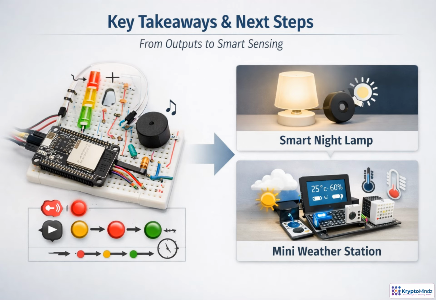You've built your first ESP32 output system, safe LED circuits, timed traffic light logic, and buzzer feedback. You also practiced the core pattern of physical computing. Wire the hardware, write the code, and test the behavior. Next, we'll move from outputs to inputs, using sensors, so projects can respond to light, temperature, humidity, and the world around them.